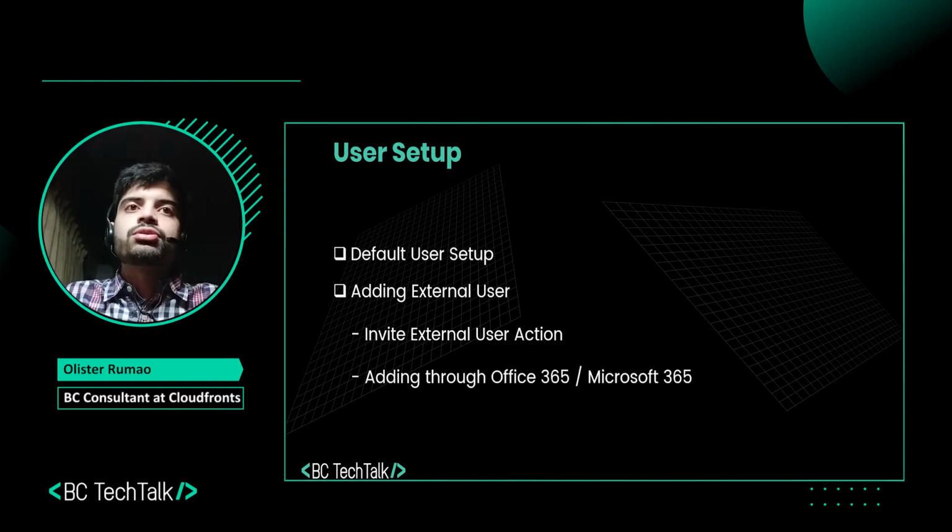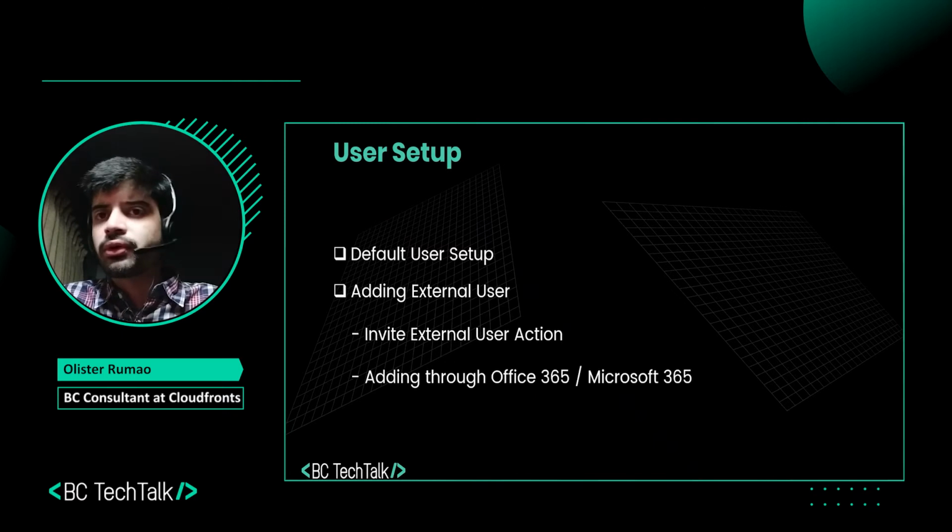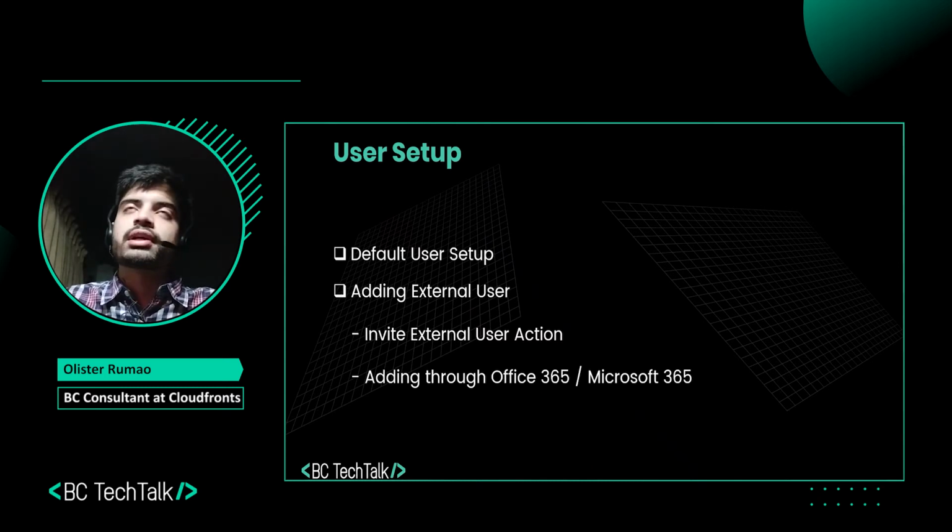There are two major ways of setting up users in Accountants Hub or Company Hub. The first one is using the default user. What I mean by default user is, let's say I'm logging in as Olister at some organization.onmicrosoft.com. Okay, I have this as my Business Central credentials. I can use those same credentials to log into multiple environments for that given tenant. That is one way of setting up.